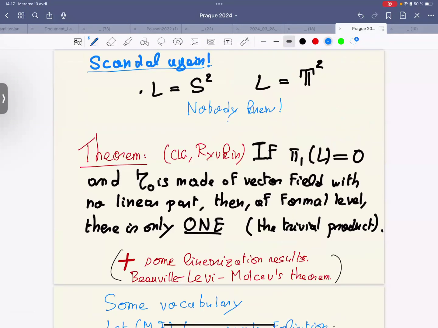Okay, at least let me give you a first statement, because it seems to be a bit hopeless, right? You have so many singular foliations. How can you really imagine to classify them? Well, here is a theorem that we proved with Leonid Ryvkin a few years ago.